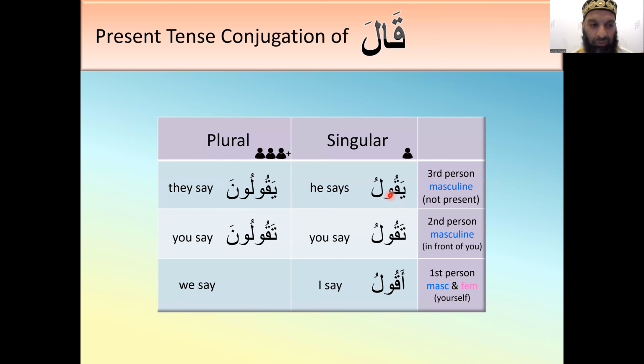What's happening behind the scenes is that this waw is really a root letter. It's the actual root letter, so it's as though the root letters come back out. So it's just this: yaqul. I don't know the reason.